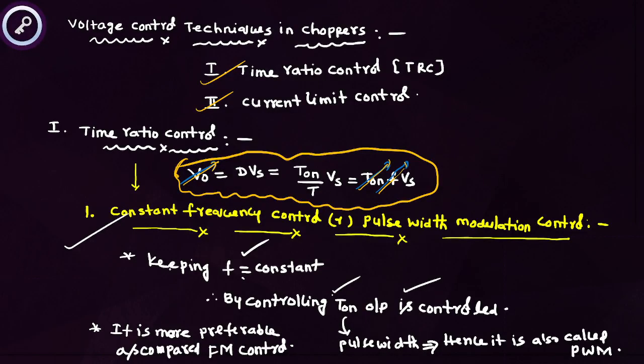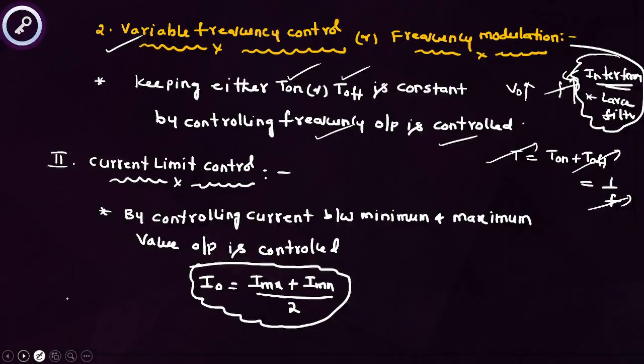In the time ratio control technique, again there are two techniques: constant frequency control, or pulse width modulation control. What do you mean by constant frequency control? Keeping the frequency constant, and by controlling T on, the output is controlled. That is nothing but constant frequency control or pulse width modulation control. That is, in constant frequency control, the frequency is constant, and by controlling T on, the output is controlled.